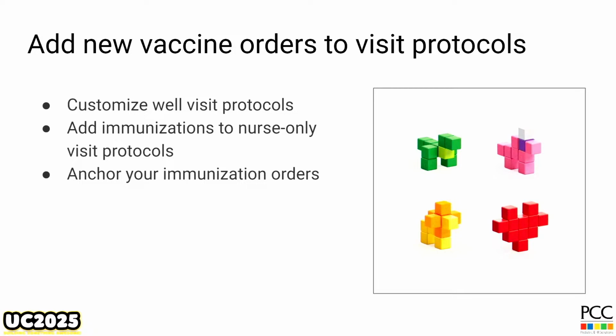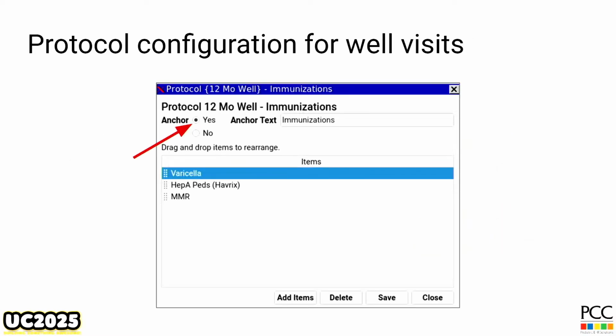Next step of this is adding new vaccine orders to your visit protocols. So when you're going into the protocols themselves, make sure you have something selectable if this is a vaccine that you want to be listed there all the time. So it's just easy for providers to click and say, yes, this is the one I want to order, making sure that it's being added there, as well as making sure that your immunization orders component is anchored. Makes it really easy just to jump over to that. And then I think I'm going to hand this off over to Jim.